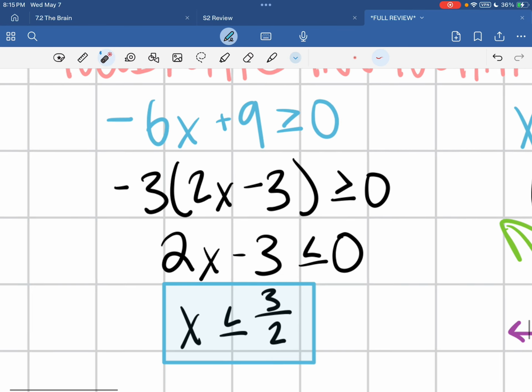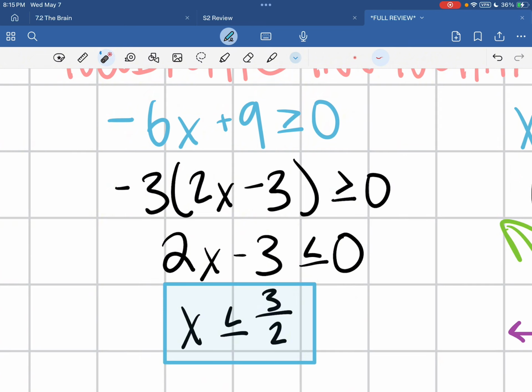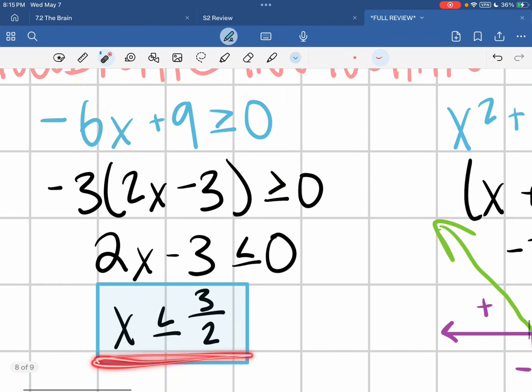Quadratic inequalities. I have this really simple one where it's just basic algebra where I factored out the negative 3, and then I divided by negative 3, which is why this sign flips. And then you just simplify it because you would add 3 and then divide by 2. So that's your final answer.